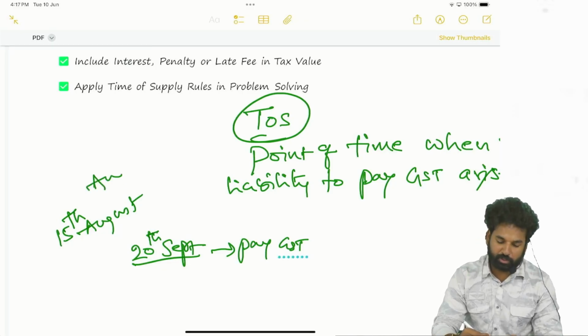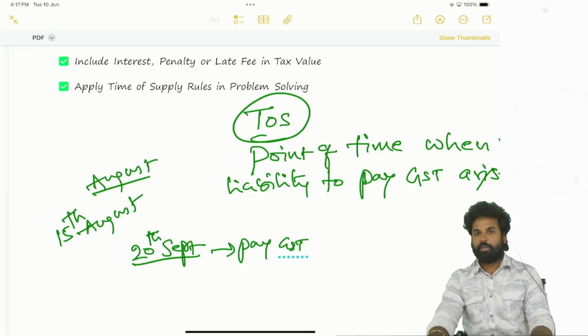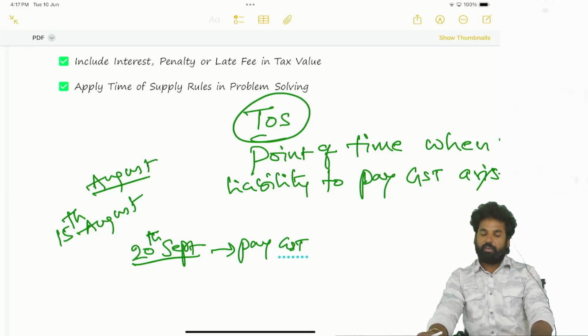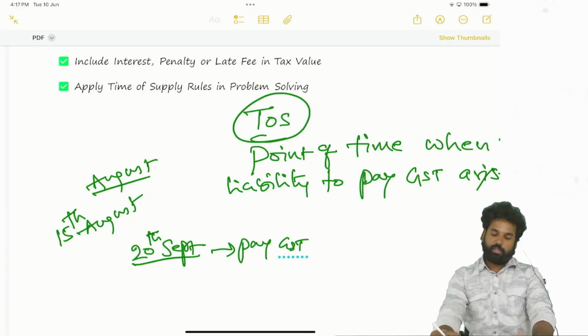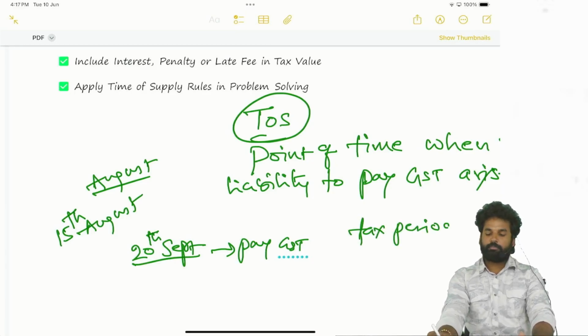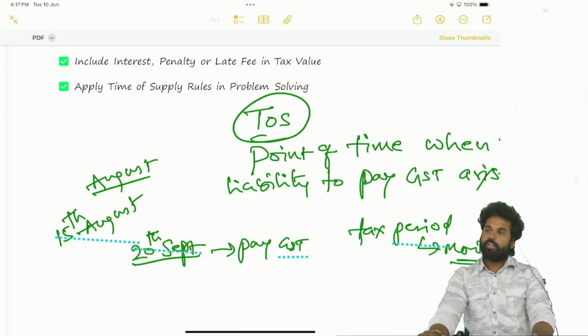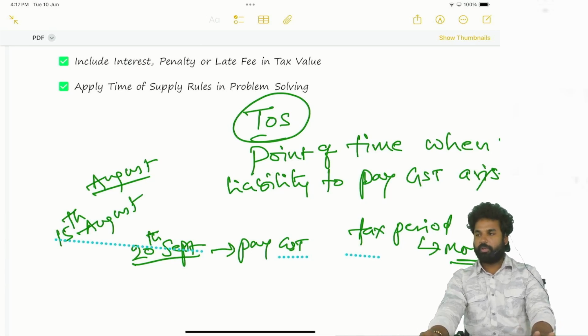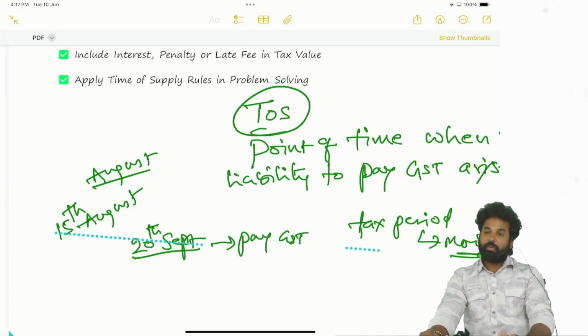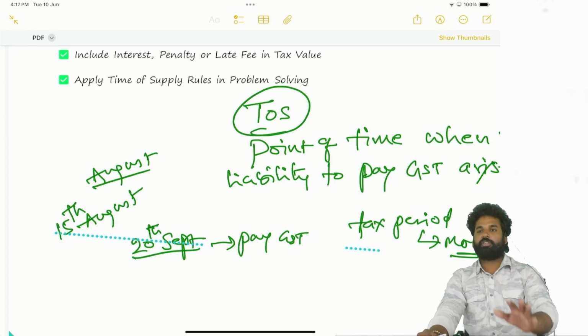So liability arises in the month of August, and in the following month, by 20th, you have to pay GST. Here the tax period is a month. Generally monthly tax periods will be there; in some exceptional cases, quarterly tax periods may be there. Once the liability is created in a particular month, in the next month you have to pay GST. Time of supply determines when the GST liability arises.